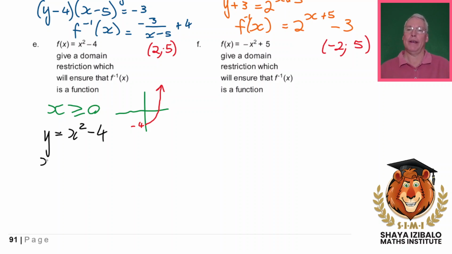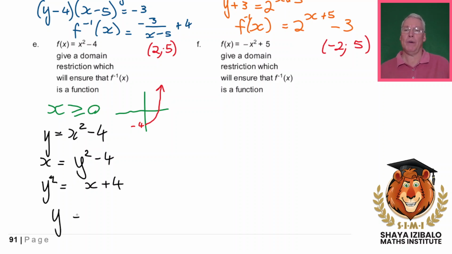Swap x and y around. x is y squared minus 4. Solve for y, so we can add 4 to both sides. x plus 4 is y squared. And now we're going to square root. But when we square root, we're either going to have positive or negative, and we've just got to think as to which that's going to be.